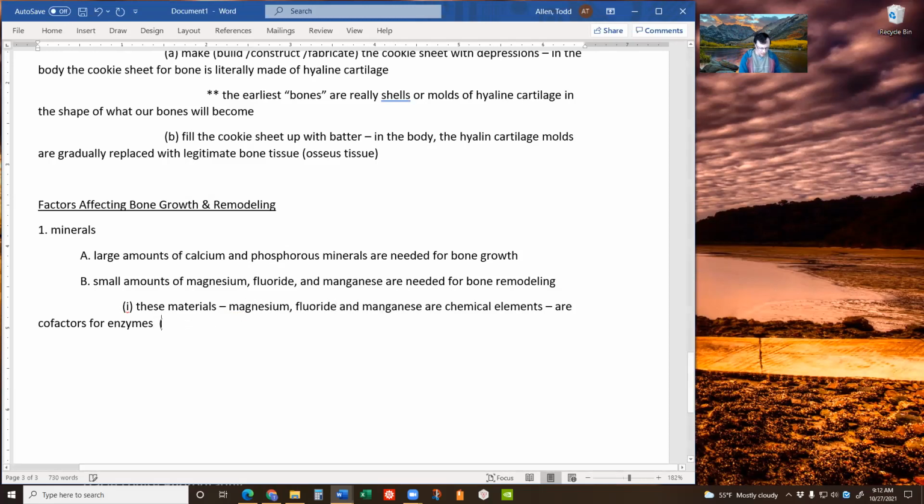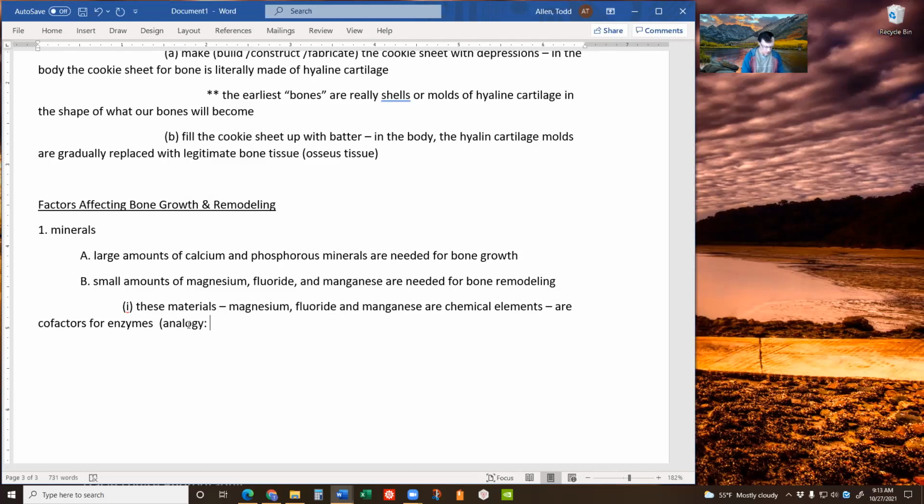So in an analogy sort of way, a cofactor like magnesium, fluoride, and manganese is kind of like a co-pilot for an airplane. If you've flown a commercial flight, you're always going to have a pilot and a co-pilot, right? And they work together to ensure you get safely to your destination. Well, a cofactor like magnesium, fluoride, and manganese helps enzymes fold into their correct three-dimensional shape, so they have the correct three-dimensional geometry so that they can do their chemistry correctly.